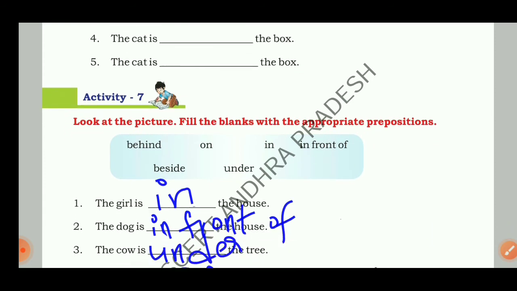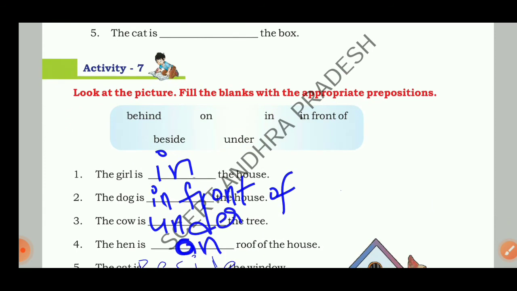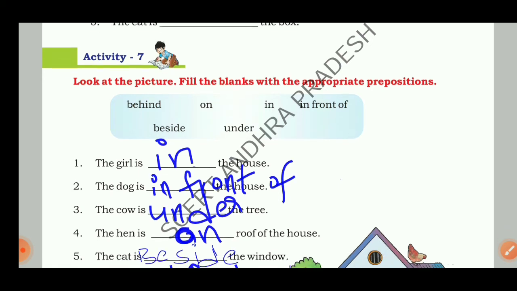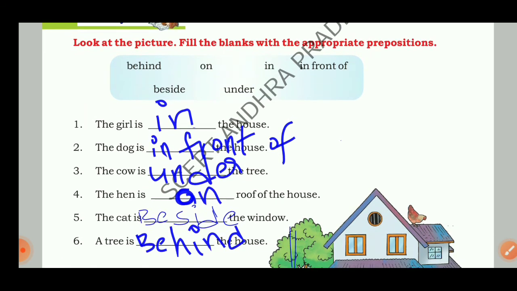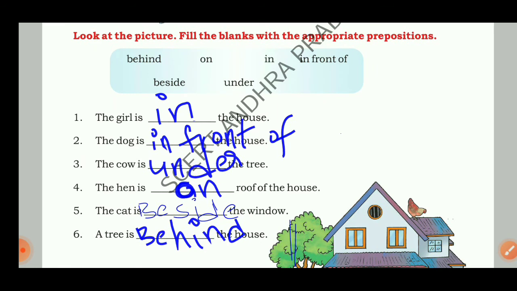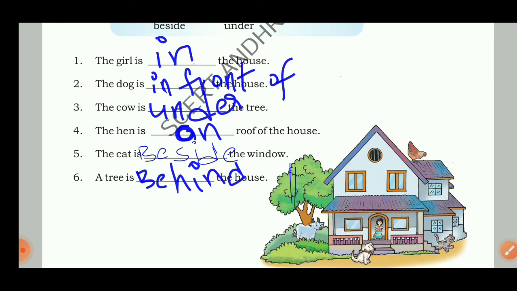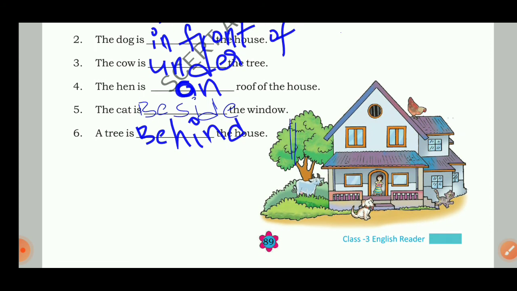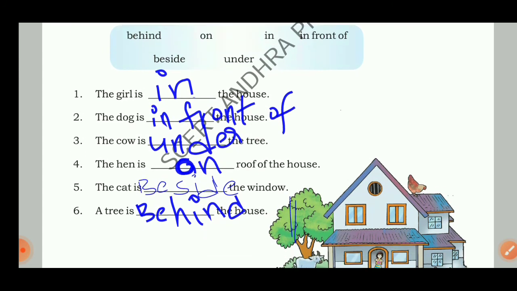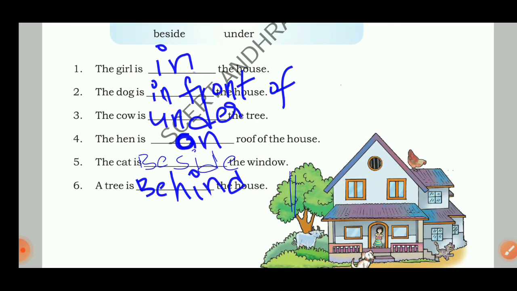Next, activity 7. Look at the picture. Fill the blanks with the appropriate prepositions. First one, the girl is in the house. Ante girl inti lopala undi. The dog is in front of the house. Ante inti mundu kukka undi. The cow is under the tree.